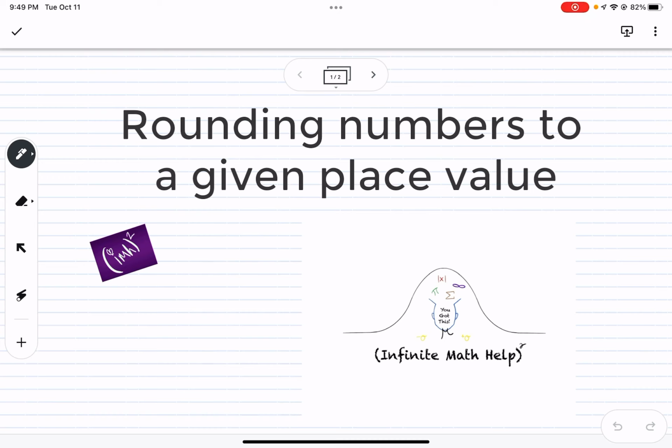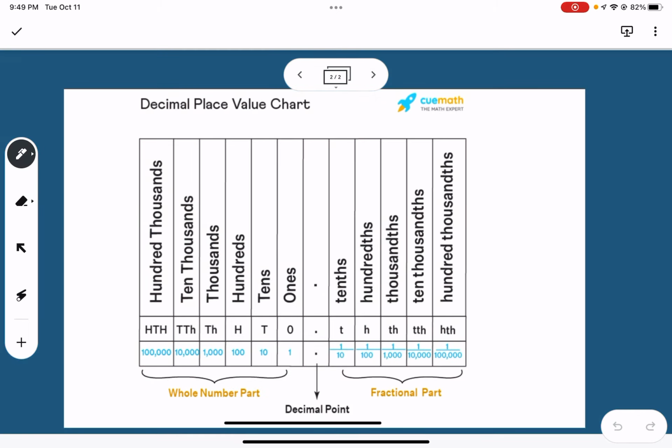This video is going to help you round numbers depending on the place value that they tell you to round to. Alright, so let's get started. I am going to link this place value chart from QMath into the description of the video so that you guys can make a copy and use it for yourself while you're trying to round.